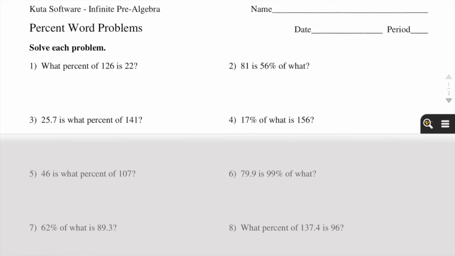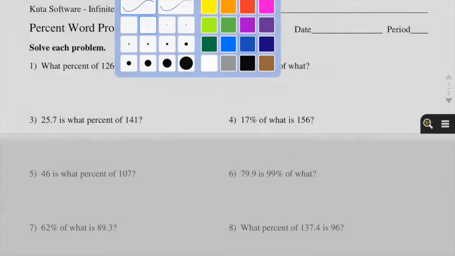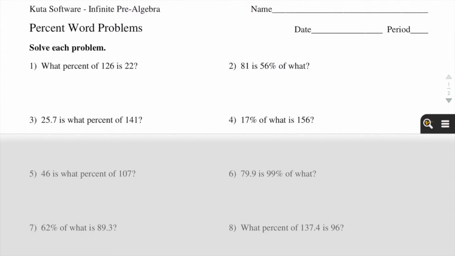This video is going to cover percent word problems. These are actually a lot easier than you probably think they are. What we're going to be doing is reading out these questions. For example, number 1 says, what percent of 126 is 22? And just converting what these statements are into algebraic expressions.